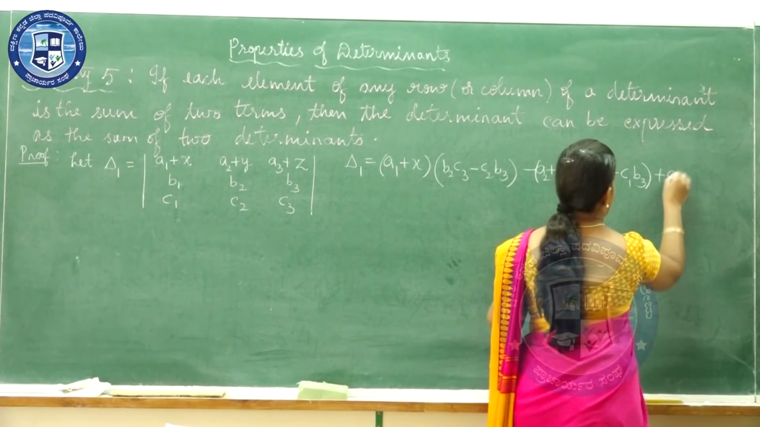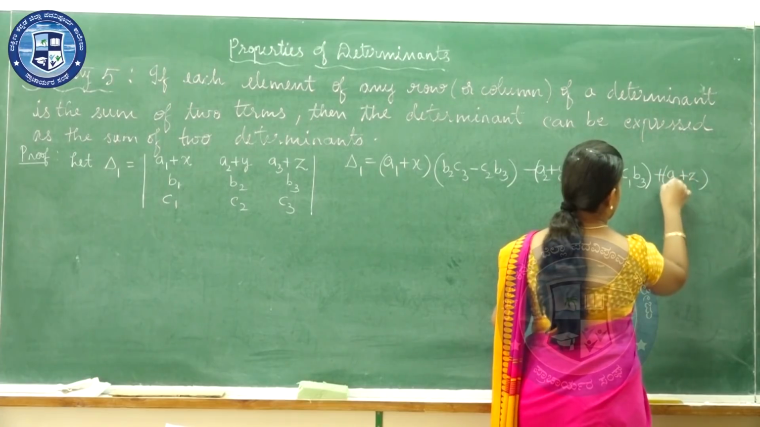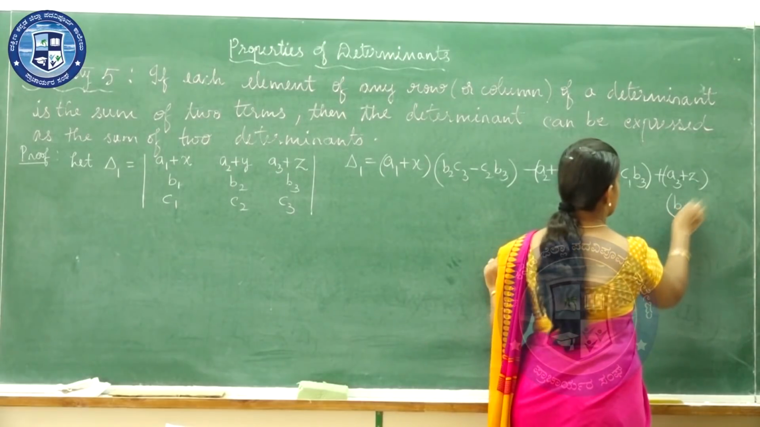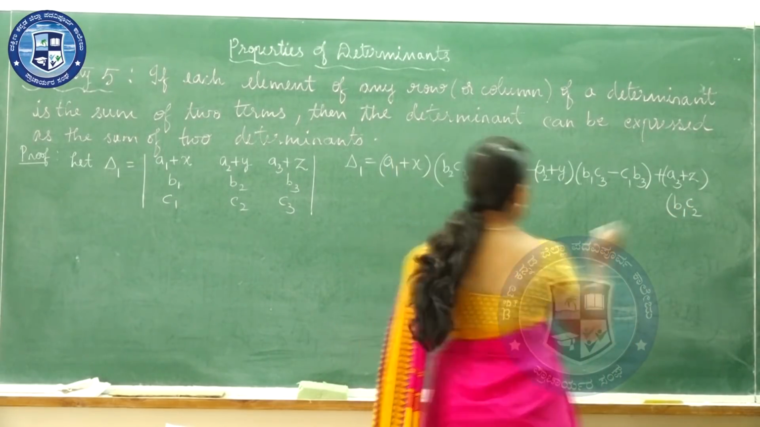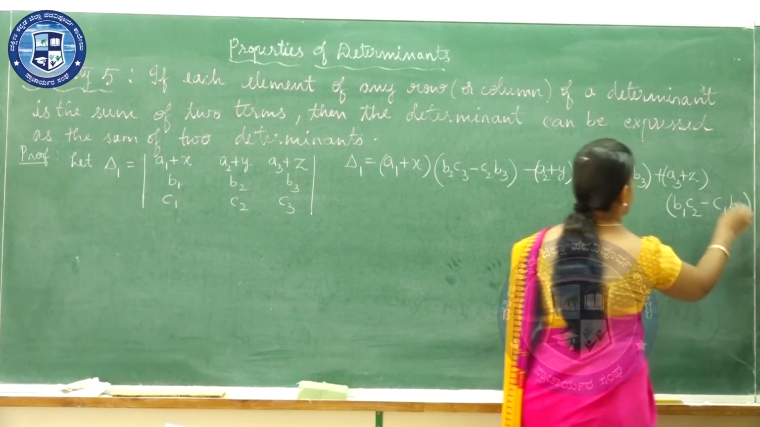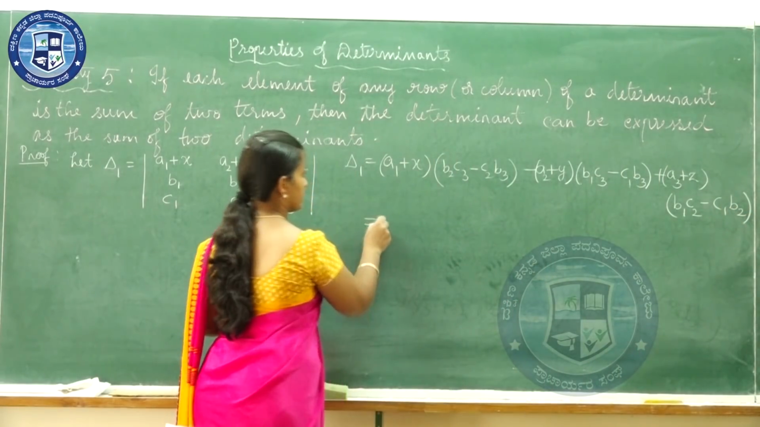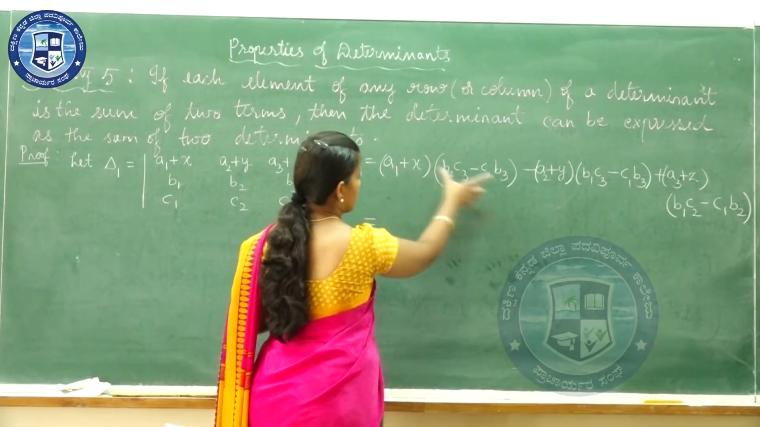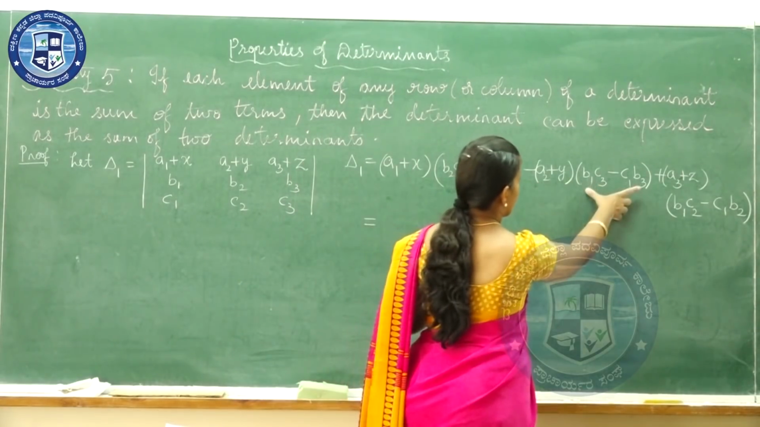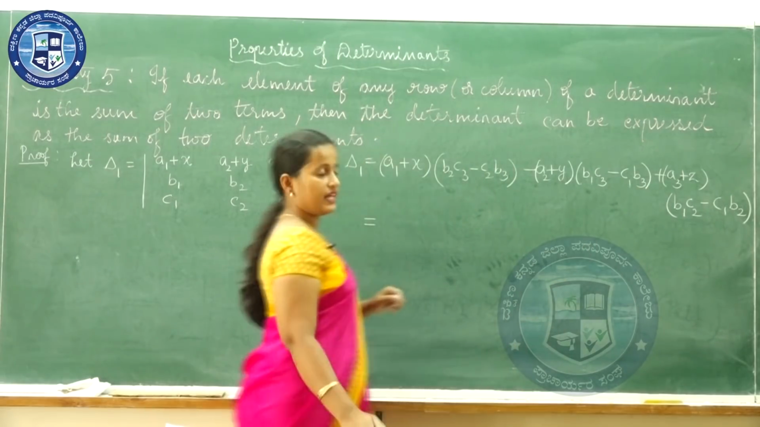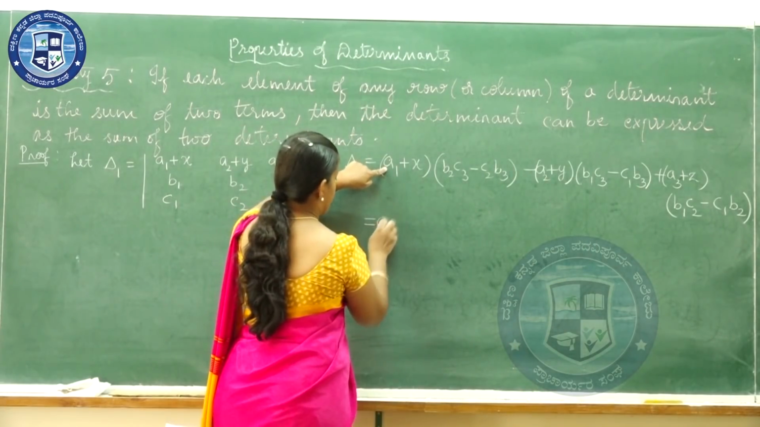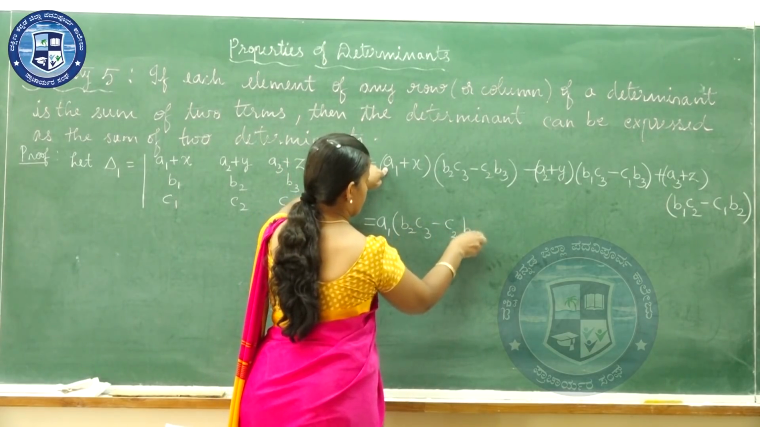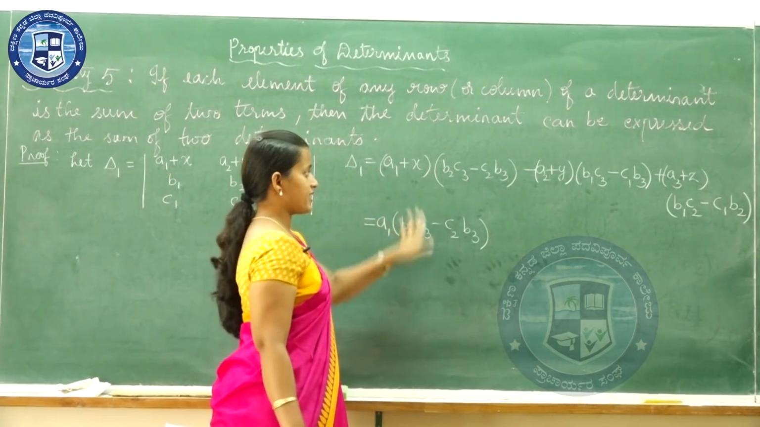plus a3 plus z into b1 c2 minus c1 b2. Let me simplify this. Multiply a1 with the whole thing, then x with the whole thing. So here a2 with the whole thing, y with whole thing. So we will multiply like that. So I will write a1 into b2 c3 minus c2 b3. I will keep multiplying x as it is pending.